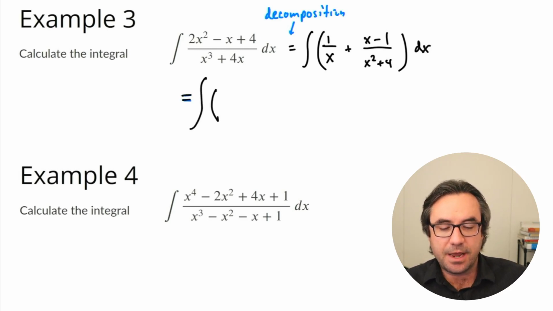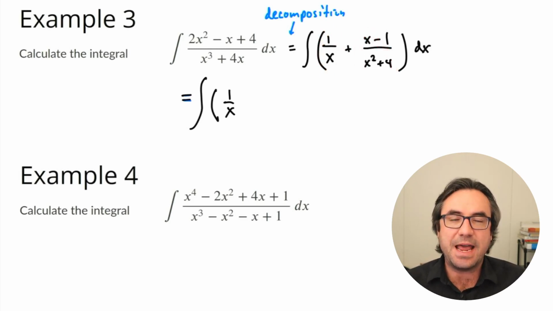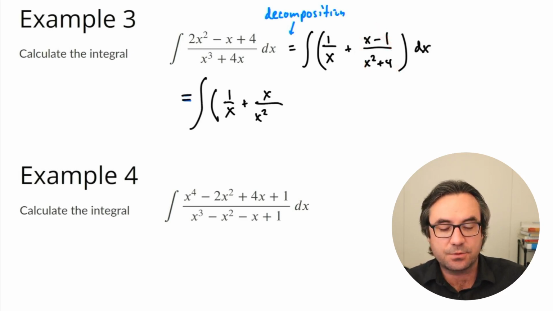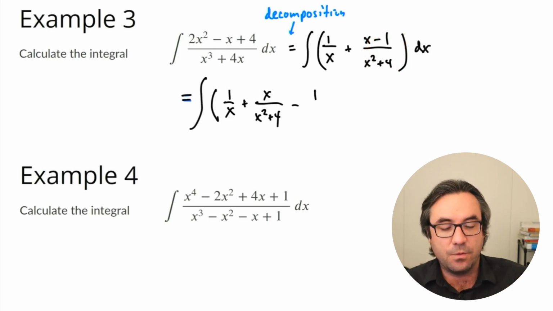So we're going to have the 1 over x. That's fine. We can deal with that. But then that x that's in the numerator is going to get its own fraction. So we'll have plus x over x squared plus 4. And then the negative 1 in the numerator there is also going to get its own fraction. So we'll have negative 1 over x squared plus 4.